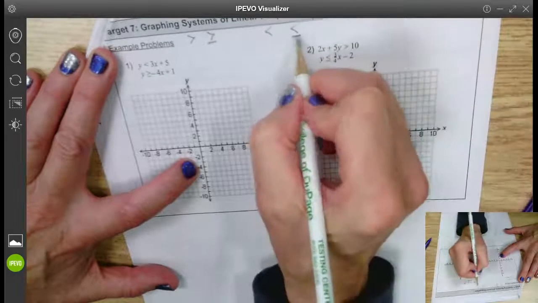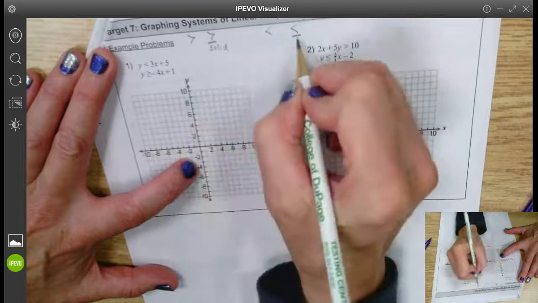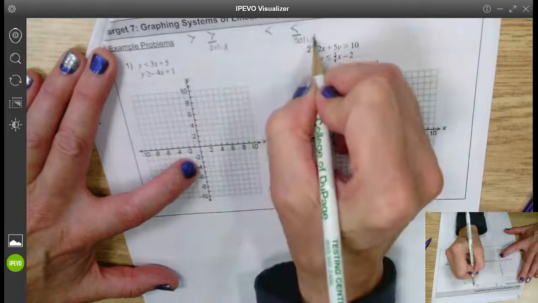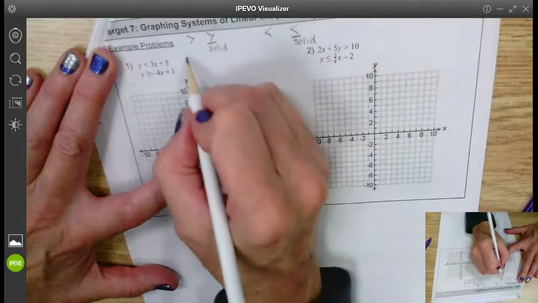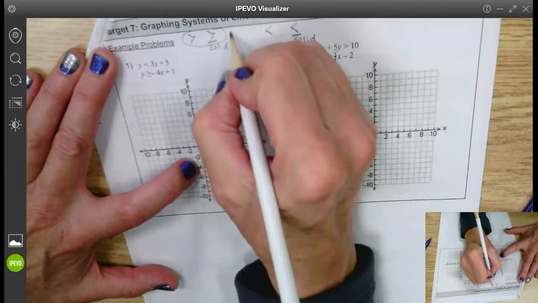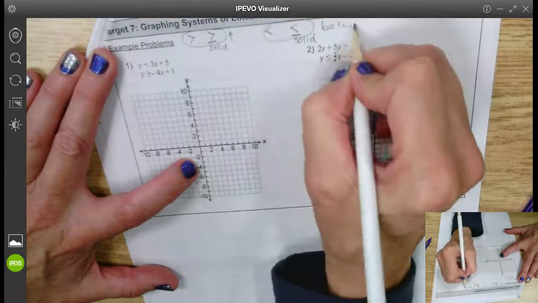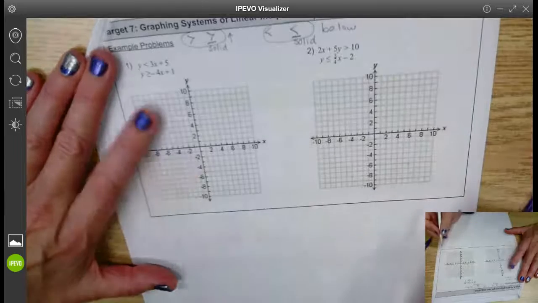But if there's a bar, the line itself is going to be solid. So these indicators with that equal bar tell me my line is solid. But again, if you're looking here, these guys are going to be shading above the graph, and these guys are going to be shading below the graph, okay? So just keep that in mind. All right, so let's graph this one.